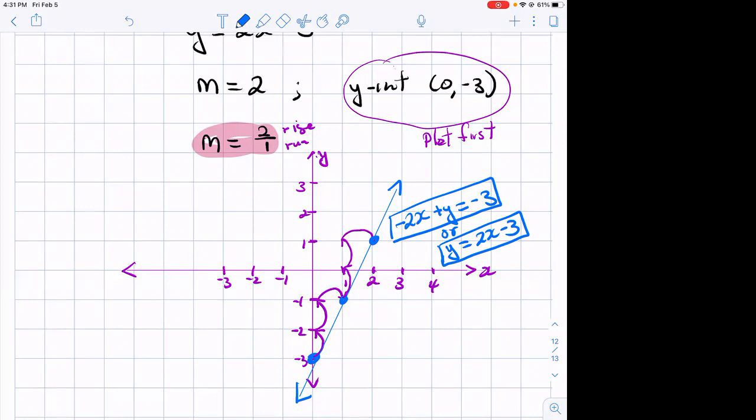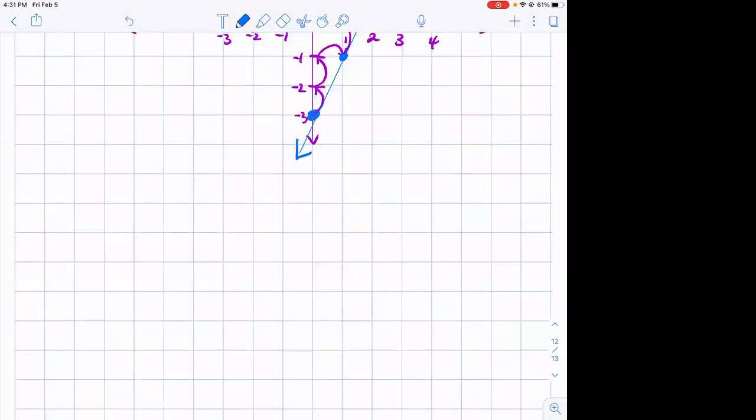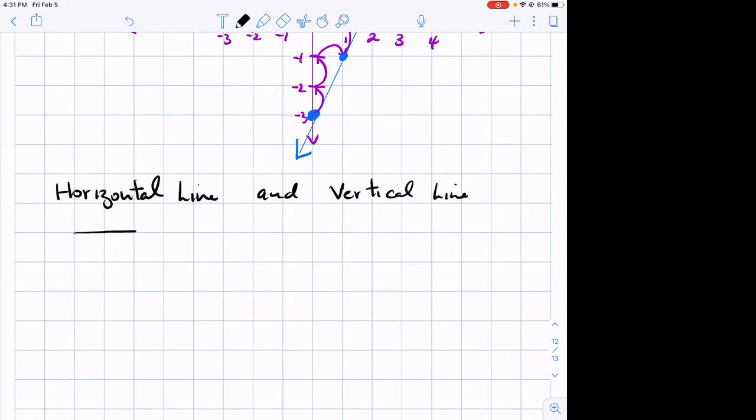So this is graphing equations that are written in the form y equals mx plus b. Now, there are two special equations, and I just refer to them as special because they are the horizontal line and vertical line. Okay? For a horizontal line, remember horizontal means left to right. And vertical means up and down.